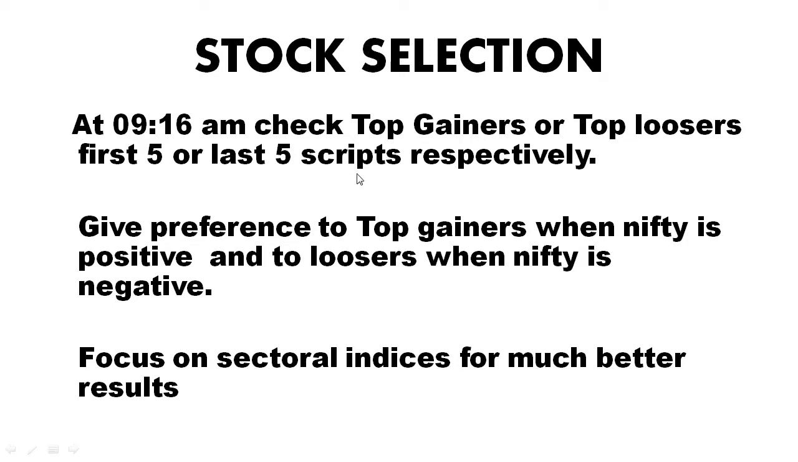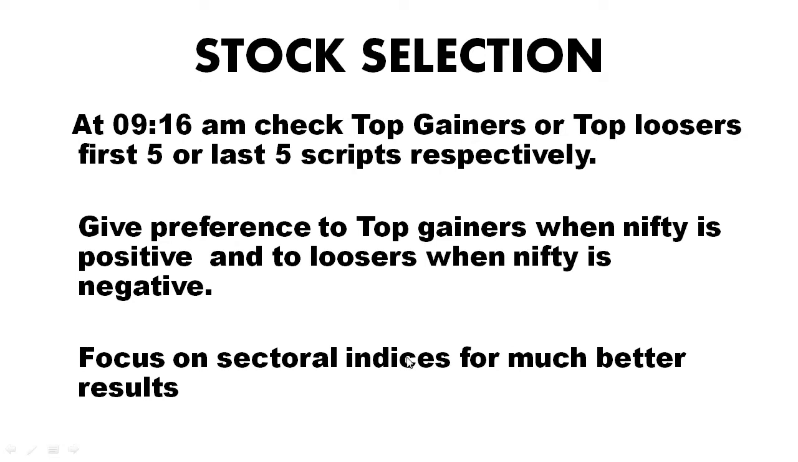According to the stock selection procedure, at 9:16 a.m. you have to check the top gainers or top losers. For top gainers, you have to select the top 5. If you are looking for a top loser, you have to check the last 5, that means the bottom 5, then only will you get a loser signal and a gainer signal. So always give preference to top gainers when Nifty is on the positive side. Sometimes Nifty will be on the negative side, and in those cases you have to give preference to the negative side.